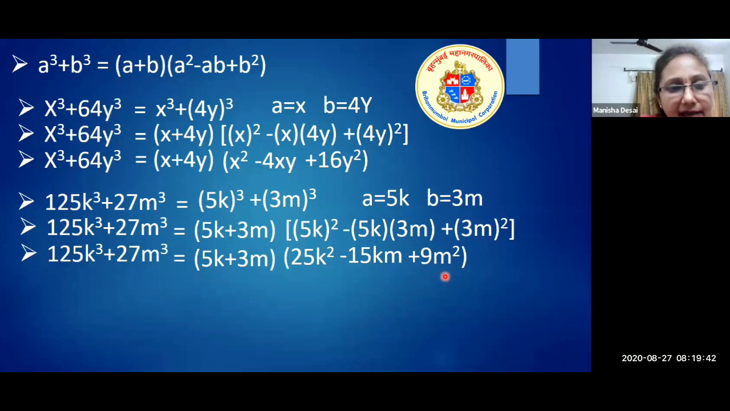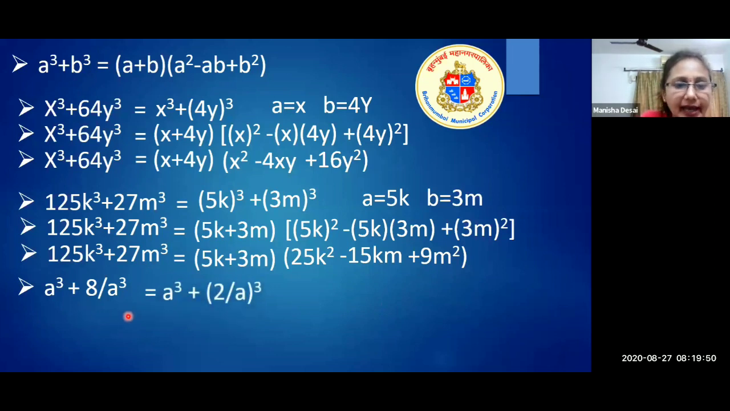Let's see some more examples. Our next example is a cube plus 8 upon a cube. This can be written as a cube plus 2 upon a the whole cube, because the cube root of 8 is 2. So it can be written as a cube plus 2 upon a the whole cube.